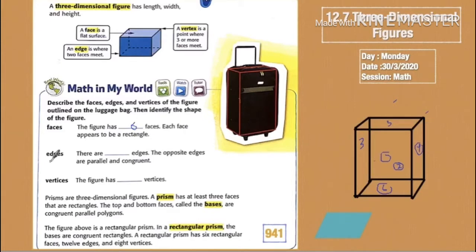Now edges, and edges are where two faces meet. So there are blank edges. The opposite edges are parallel and congruent. So let's count the edges that we have here with a different color.